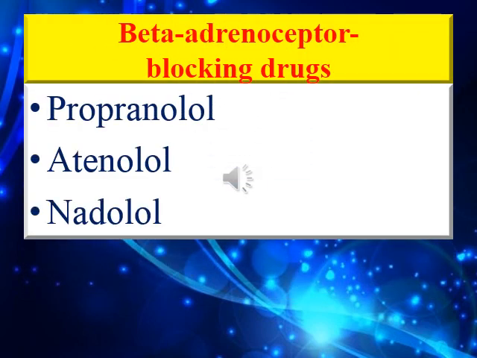This is another pharmacological group of anti-anginal drugs: beta adrenoreceptor blocking drugs. This group can be divided into two big groups: non-selective and selective beta adrenoreceptor blocking drugs. For example, propranolol is a non-selective agent. Atenolol and nadolol are cardioselective agents.